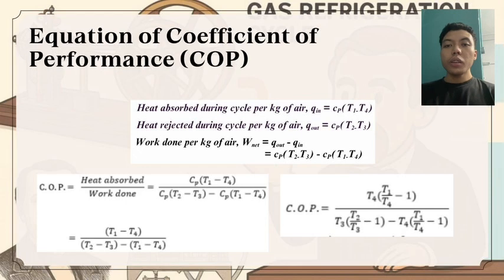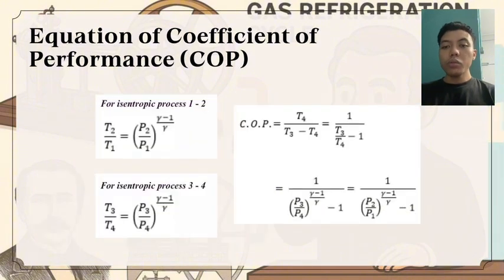So the work done per kg of air is W_net equal to Q_out minus Q_in, which is equal to Cp times [(T2 minus T3) minus (T1 minus T4)]. Substitute this into the COP formula. We get COP equal to Cp times (T1 minus T4) divided by Cp times [(T2 minus T3) minus (T1 minus T4)]. This simplifies to COP equal to (T1 minus T4) divided by [(T2 minus T3) minus (T1 minus T4)].